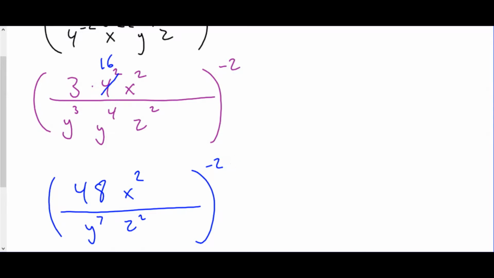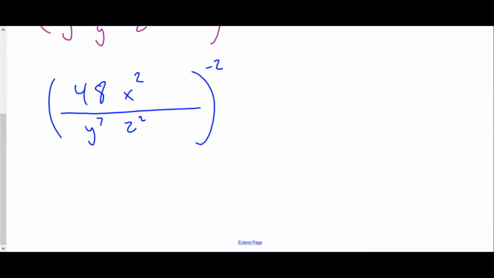So now I need to do everything in the parentheses to the negative second power. So that's 48 to the negative second power. I will have x squared to the negative second power, and to save myself a step, I'll go ahead and do that. Power to a power means I multiply, so that's negative 4 in my denominator. Y to the 7th to the negative second. Again, a power to a power means I multiply, y to the negative 14th. Z squared to the negative second. Power to a power, I multiply. 2 times negative 2 is a negative 4.